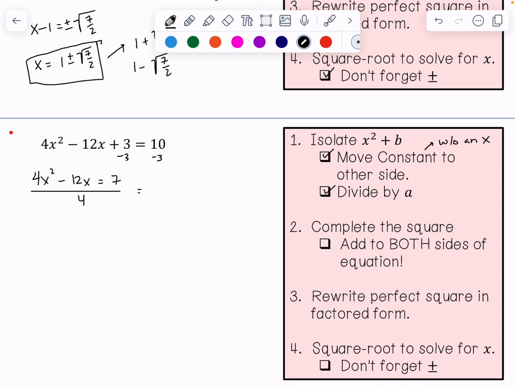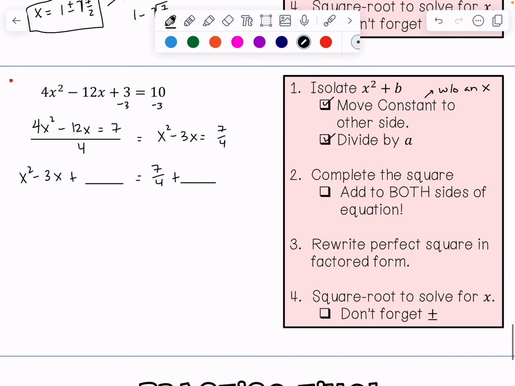That gives me x squared minus 3x equals, well, that's just going to be 7/4 for now, and that's going to be okay. I'm now ready to go ahead and complete the square. So I'm going to do x squared minus 3x plus something is equal to 7/4 plus something. In order to find that something, we're going to take that b term, negative 3 divided by 2, and square it. This doesn't simplify any further. So I know my factored form is going to be x minus 3 halves squared. Just getting that out of the way. I'm actually going to square it to figure out my blanks. So negative 3 squared is 9. 2 squared is 4.